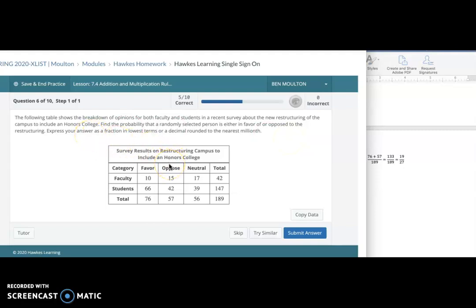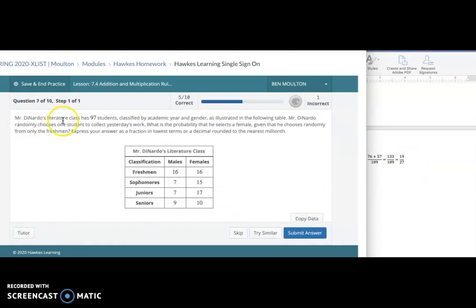So what we're looking at here is the people that are in favor. Now, it's more than just the faculty. It's more than just the students. It's all of them. All the people who are in favor are going to be 76. All the people opposed will be 57. So that's what I've got there. You add those two together, you get 133. Divide that by our total people of 189. And you've got 133 over 189, which reduces to 19 over 27. And that should do it for this problem.